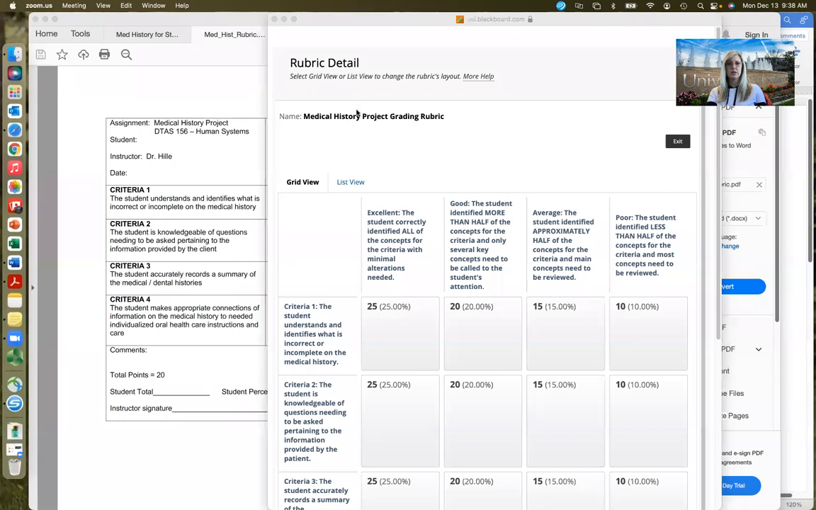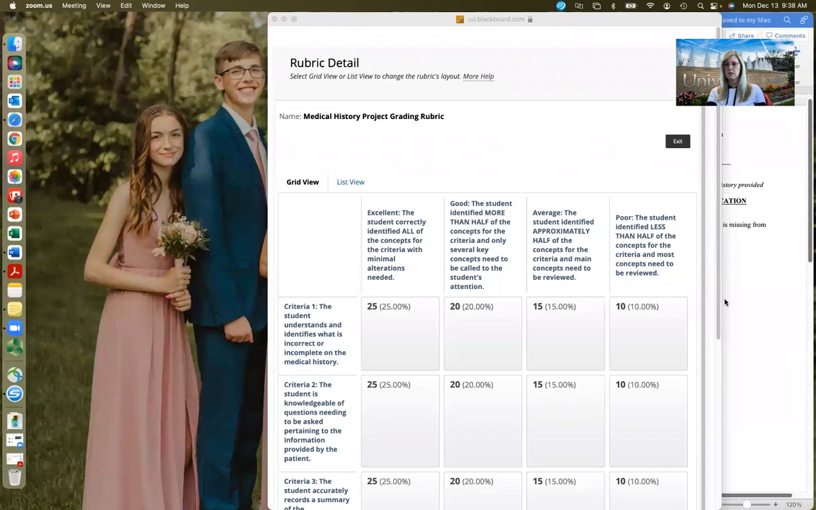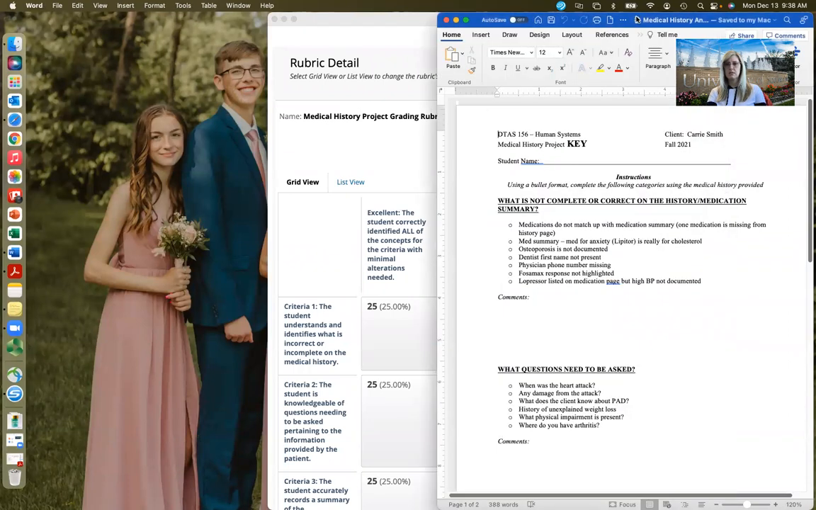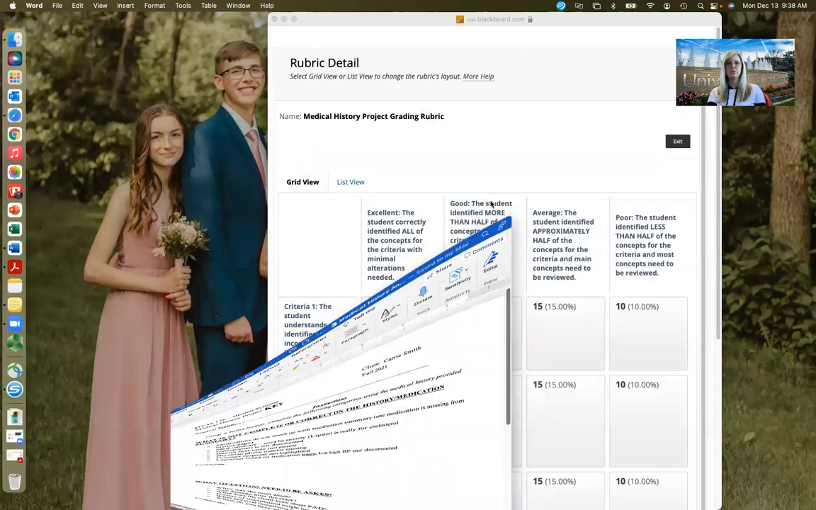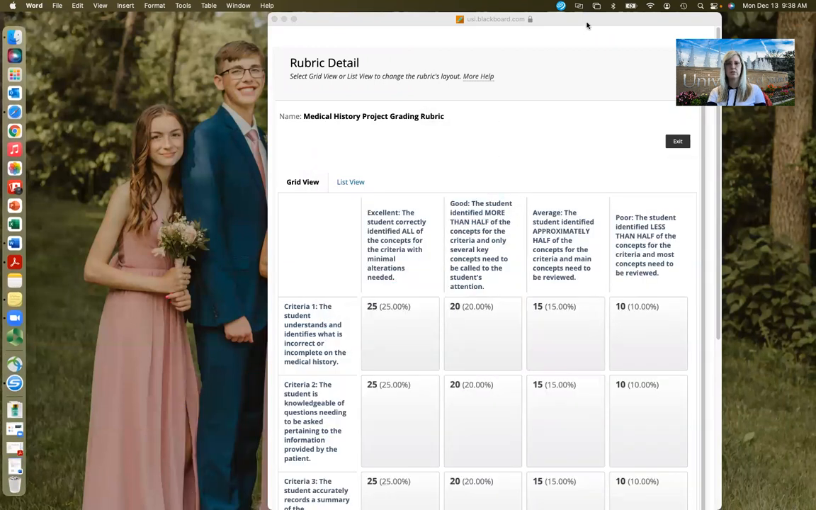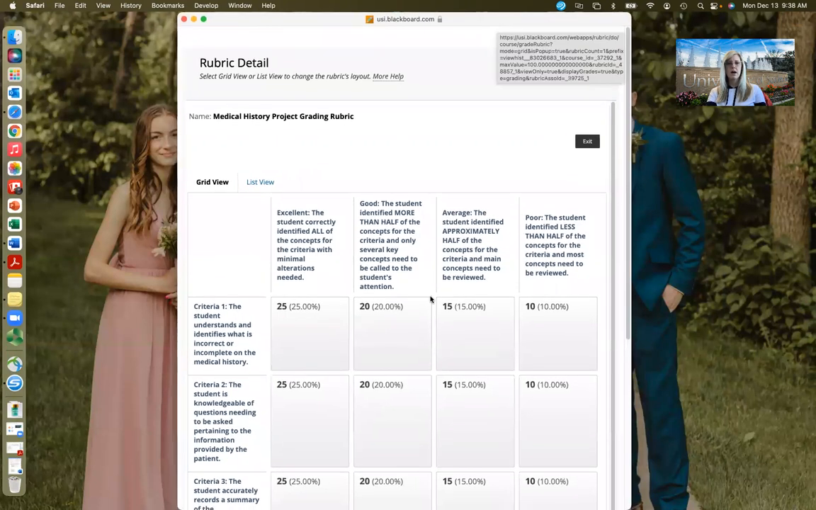If you click on View Rubric, what comes up, let me go ahead and share my screen with you here. What is going to come up when you click View Rubric, let's get all this off so that you can actually see what's going on. It's going to be the actual rubric that was used in grading your assignment, okay?